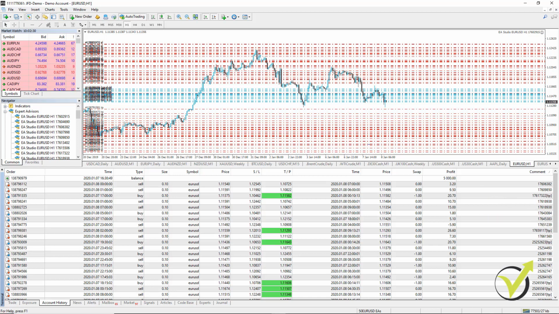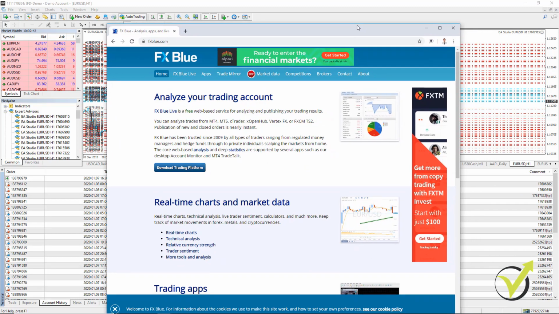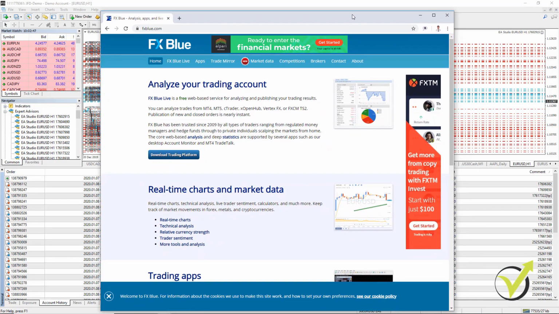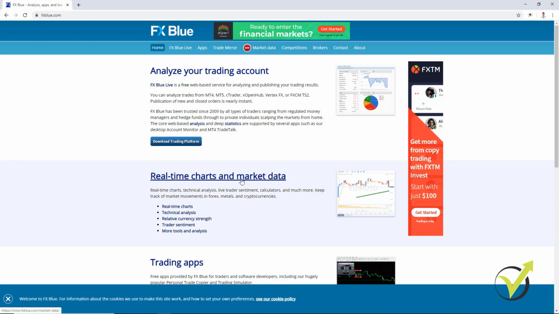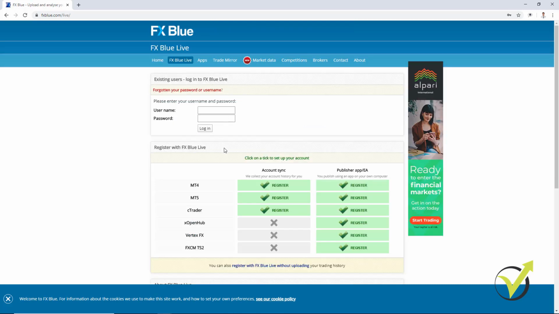So what I do, I use external websites like FX Blue or MyFXBook, and actually the Forex software company which has developed EA Studio, we are expecting such a tool from them in 2020. It will be free for everyone, but for the moment I'm using FX Blue and I connect the account via FX Blue Live. So I will connect my demo account to FX Blue, and if you don't have any of my other courses, you will see how it is possible to follow the results in the account very easily with such a statistical website.